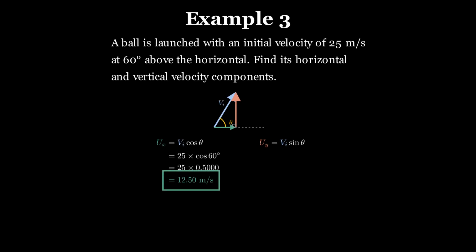The vertical component, Uy equals Vi sine theta. Substitute in, 25 times sine 60 degrees. Sine 60 degrees is 0.8660. 25 times 0.8660 gives Uy equals 21.65 meters per second.